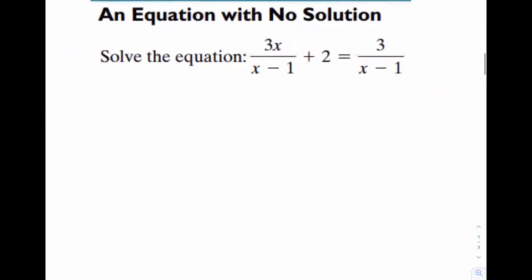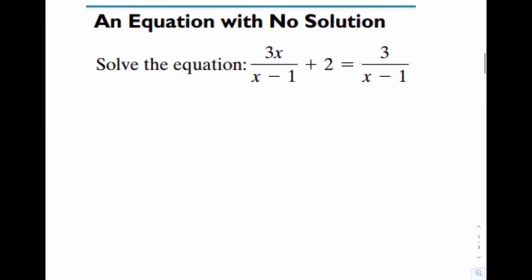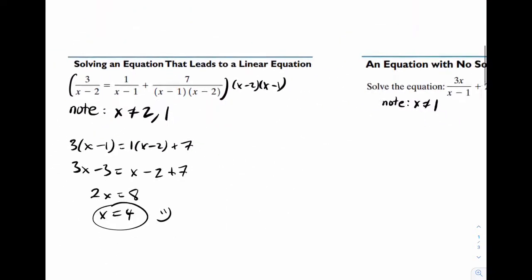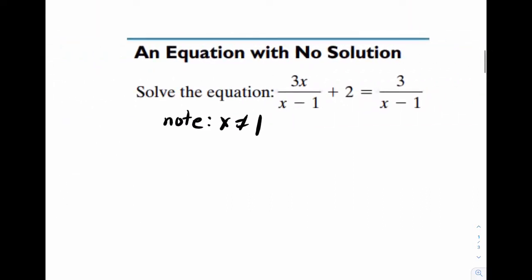Now here's the last one. So this header kind of gives you a clue of what's going to happen. Let's write our note. X cannot be 1. Just like over here, we wrote x can't be 2 or 1. For this one, we can see that x cannot be 1 because of these two expressions there. Let's multiply everything by x minus 1, and let's see what happens.